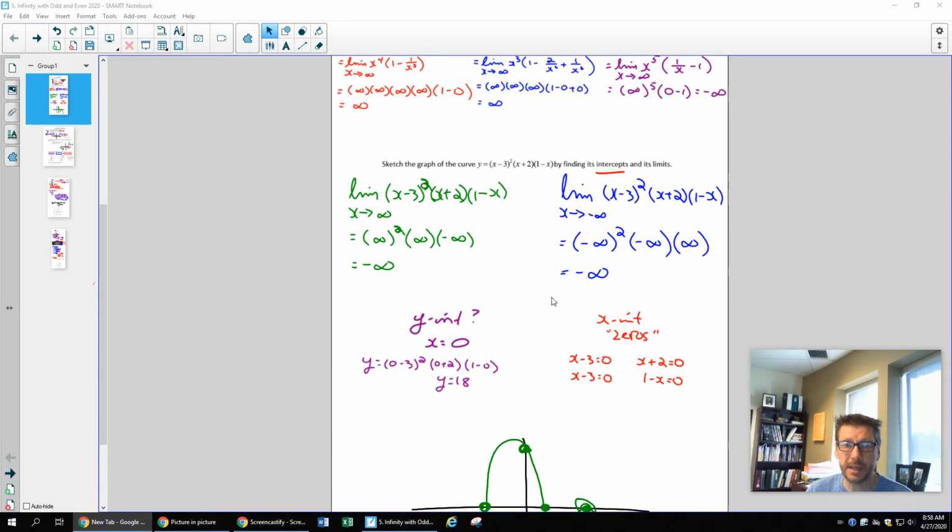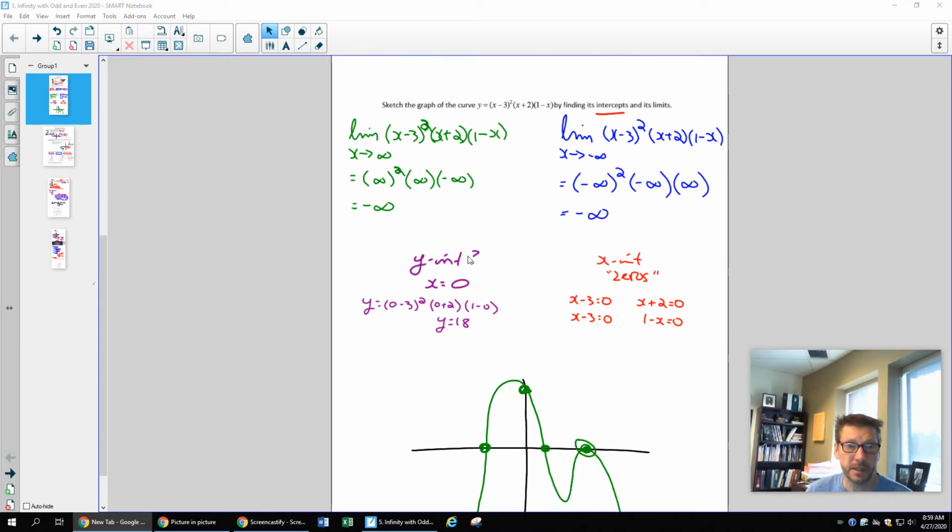What are your intercepts? So again, back to some Math 10, some algebra. Your y-intercept, x is 0, so you put 0 in for all the x's, and you get y equals 18. And how do you find your x-intercepts? Those are the zeros. So you have x minus 3 twice if you want. So x equals 3, all right?